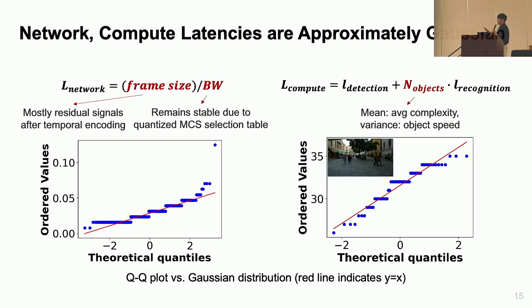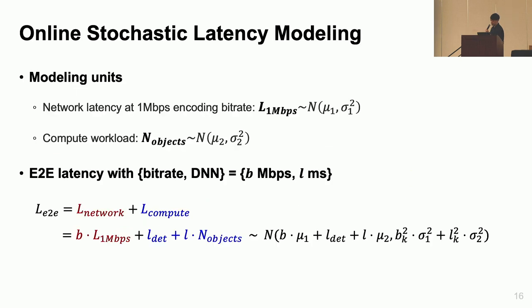We did some analysis on why this kind of Gaussian modeling is possible. I won't go into the details, but for example, the video frame size is mostly composed of the residual signals after the temporal video motion vector matching, which is essentially random Gaussian noise. Please refer to our paper for more analysis on this.